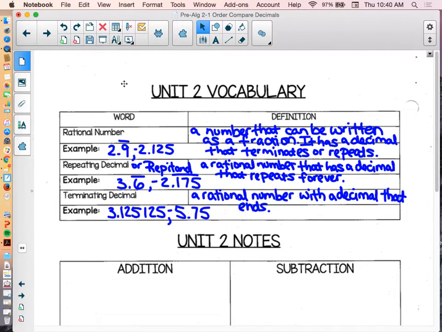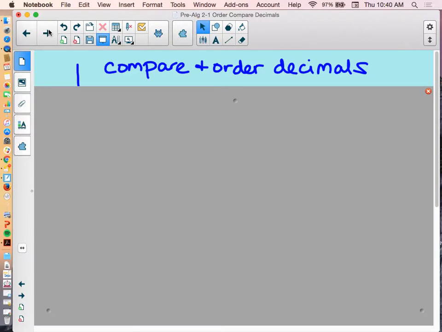The Unit 2 vocabulary I will give to you, so please pause the video and record this onto your vocabulary. Notice, a rational number is a number that can be written as a fraction. It has a decimal that terminates or repeats. So you need to know that a repeating decimal, or a repetend, is a rational number that repeats forever. A terminating decimal is a rational number that has a decimal that ends. So notice these are also positive and negative, and now we know how to deal with negatives, so we're going to apply that to decimals.